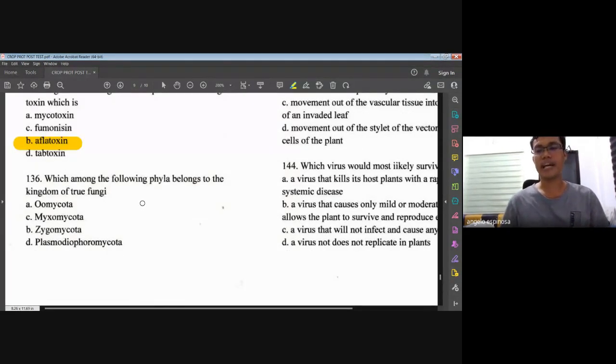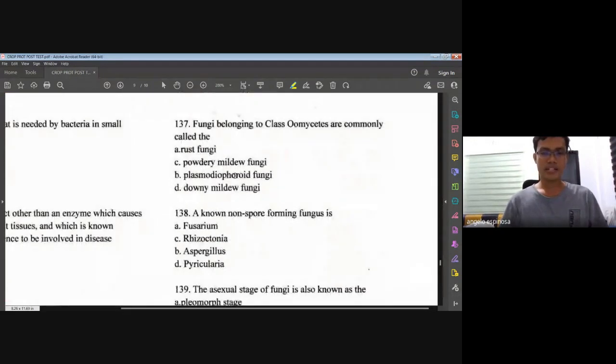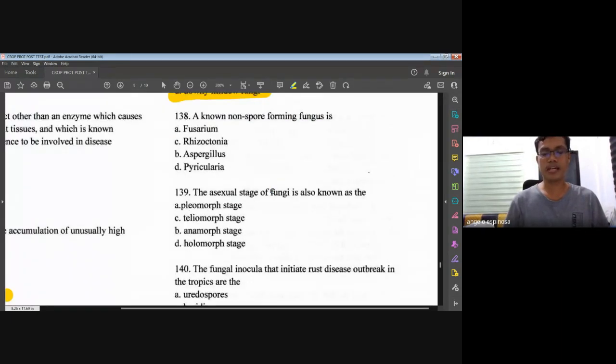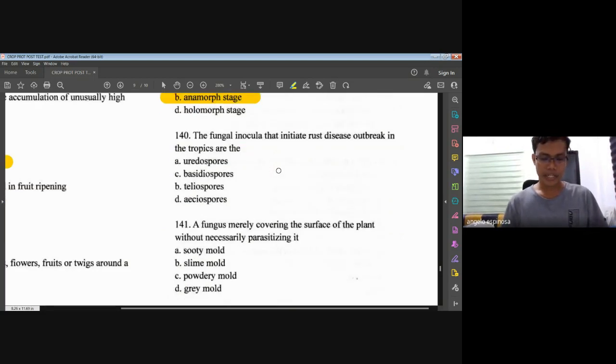136. Which among the following phyla belongs to the kingdom of true fungi? That is letter B, Zygomycota. 137. Fungi belonging to class Oomycetes are commonly called the letter D, downy mildew fungi. That is downy mildew fungi. 138, a known non-spore forming fungus is Rhizoctonia. 139, the asexual stage of fungi is also known as the anamorph stage. That is an anamorph stage. 140, the fungal inocula that initiate rust disease outbreak in the tropics are the A, urediospores.